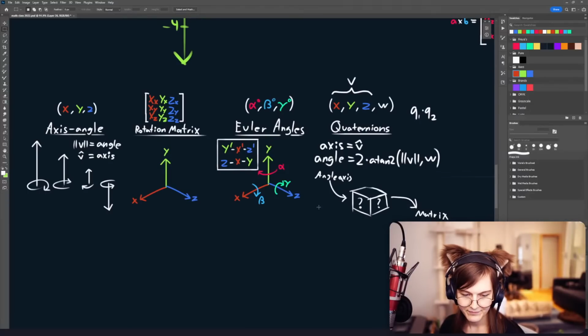Are there really people who are experts on quaternions? Oh yeah, definitely.